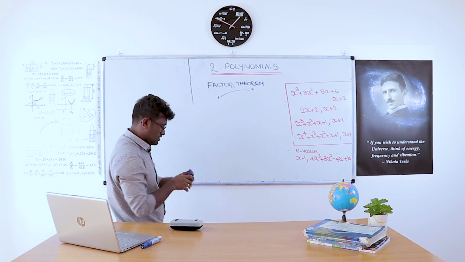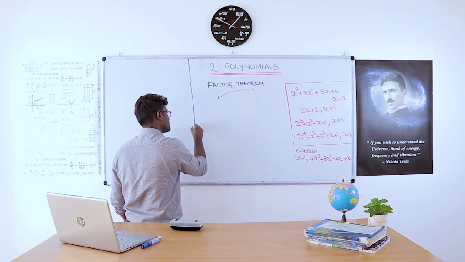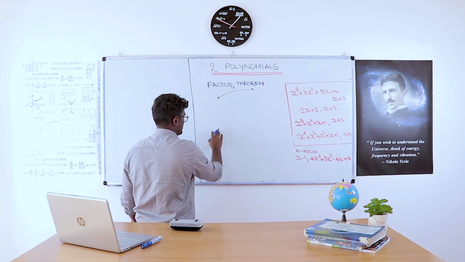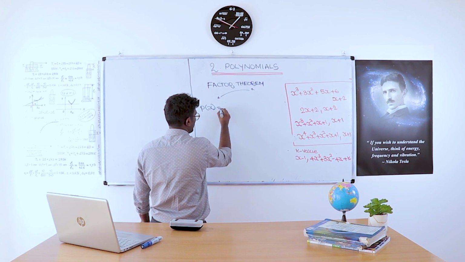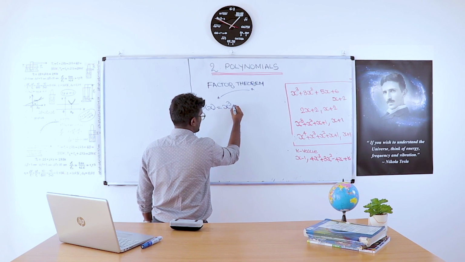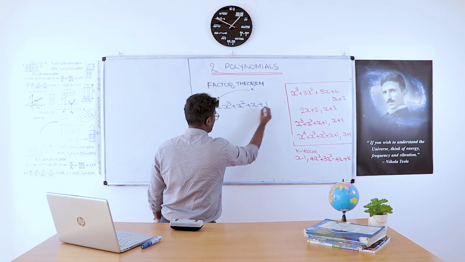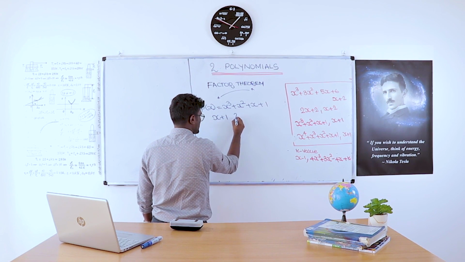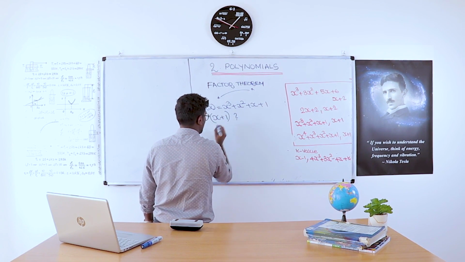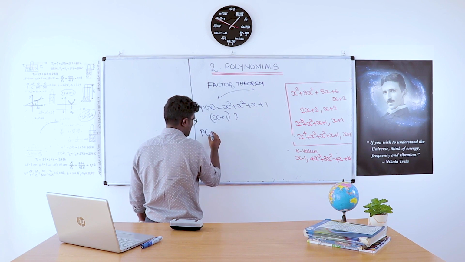The next one is P of x equal x cube plus x square plus x plus 1. We want to check whether x plus 1 is a factor or not. To find out whether x plus 1 is a factor or not, we first find out P of minus 1.